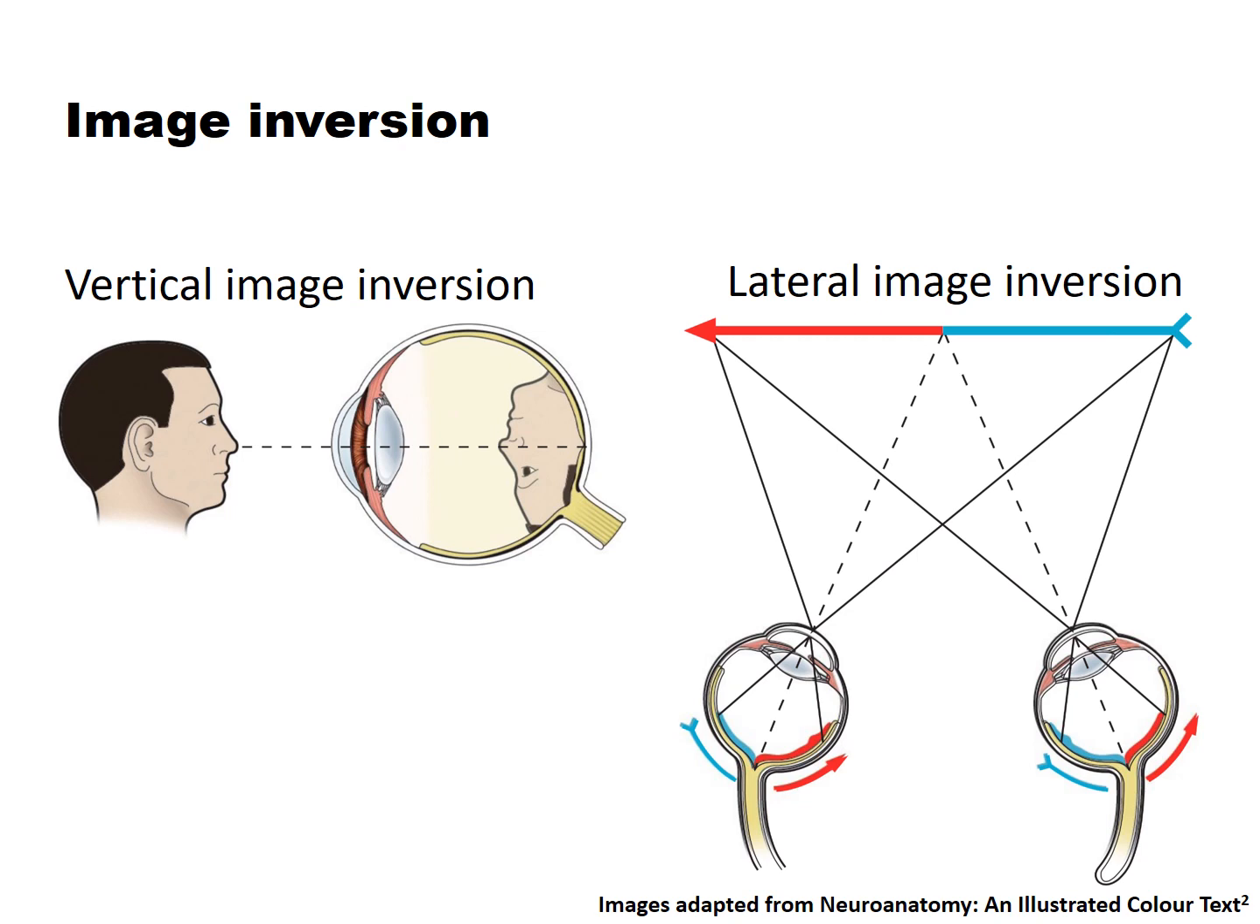The illustration on the right demonstrates lateral inversion. The red arrowhead in the left visual field forms images on the right hemiretinae of both eyes. This has special clinical significance when trying to deduce the location of a lesion.